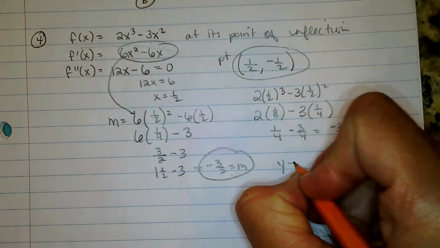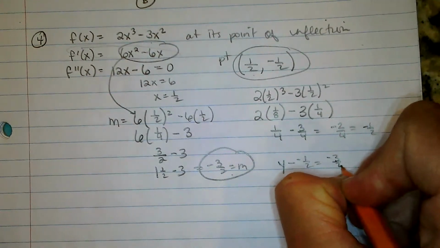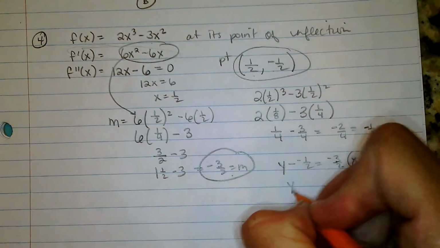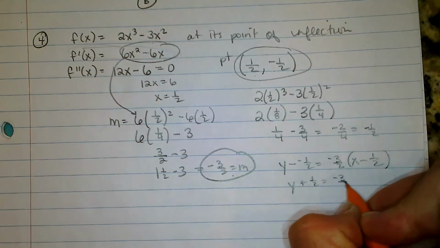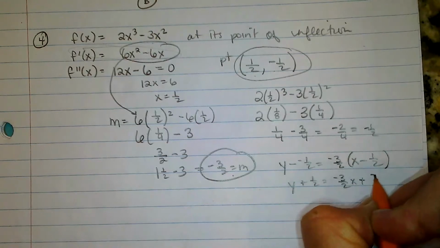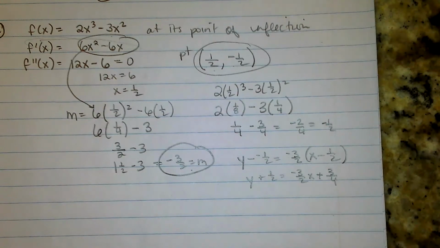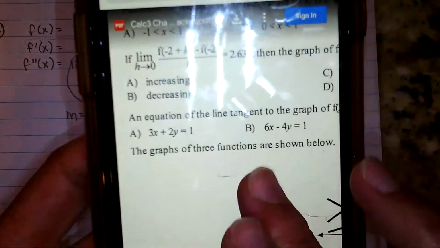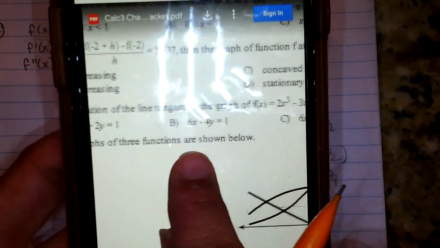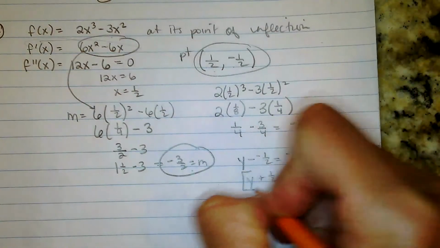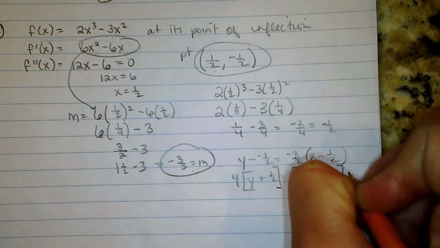So point slope, write the equation. Okay, here we go. Y minus -1/2 equals m times x minus 1/2. Y plus 1/2 equals -3/2 x plus 3/4. Now I'm going to clear the fractions by multiplying by 4 on both sides. I'm doing that partially because I've already taken a peek at the options, and they're all in standard form with whole number coefficients. So I can't have these fractions if I want to achieve that. So I'm going to multiply by 4 on both sides so as to clear the fractions.